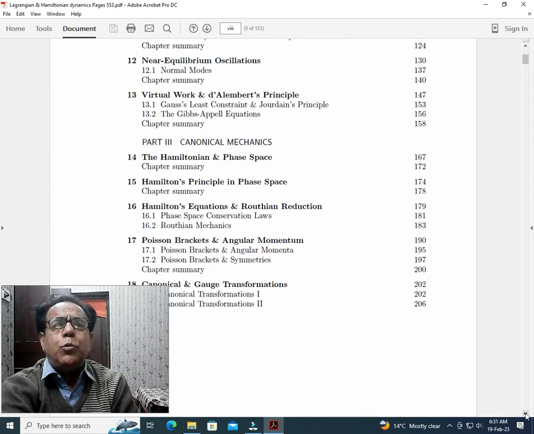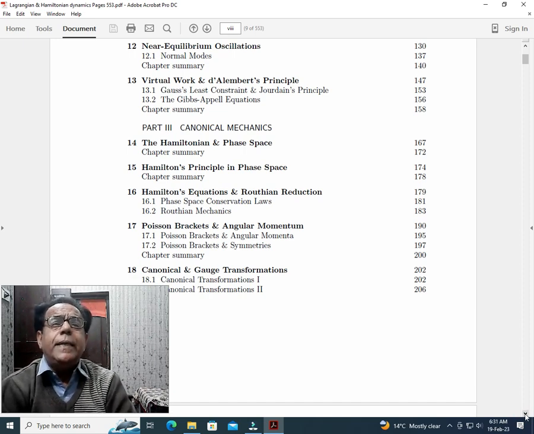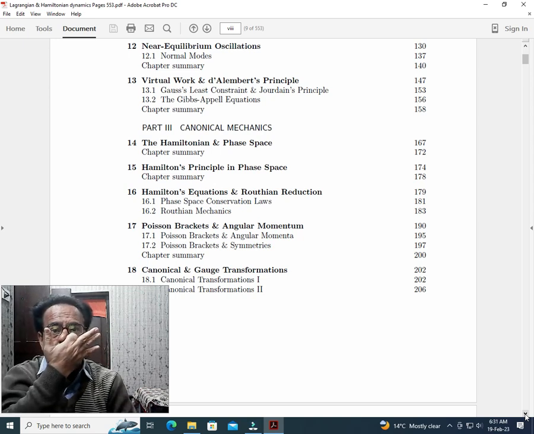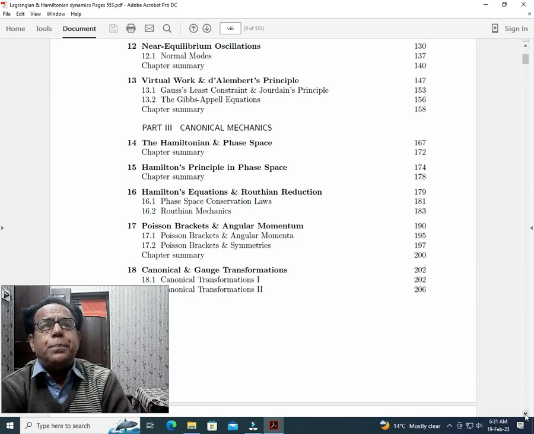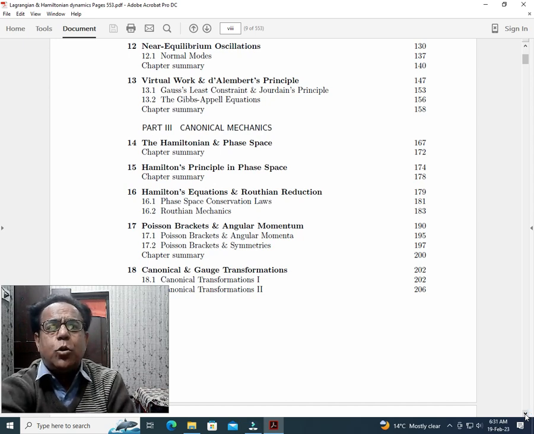Now we come towards part 3 of this book, which is canonical mechanics. The first chapter of part 3 is chapter number 14, under the title the Hamiltonian and phase space. Chapter number 15 is Hamilton's principle in phase space. Chapter number 16 is Hamilton's equations and Routhian reduction. Chapter number 17 is Poisson brackets and angular momentum.